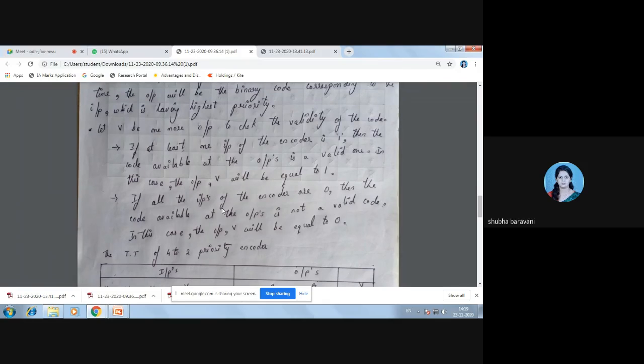Tejas? Ankita? Yes, ma'am. Okay. Understood.